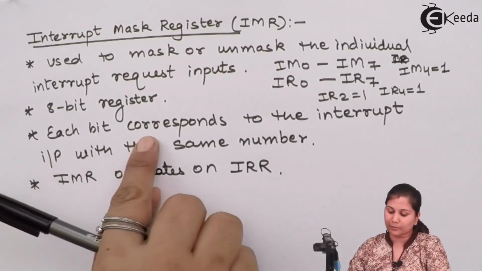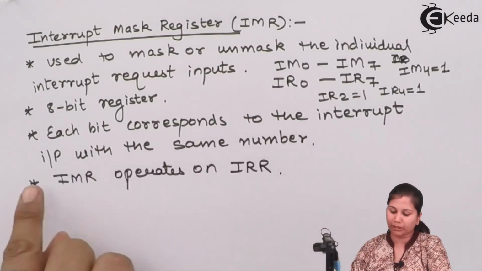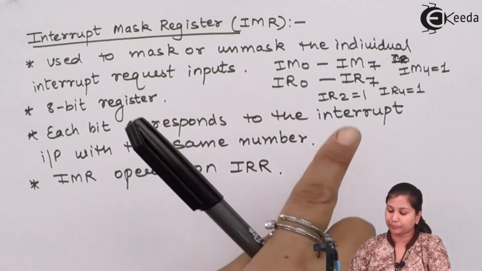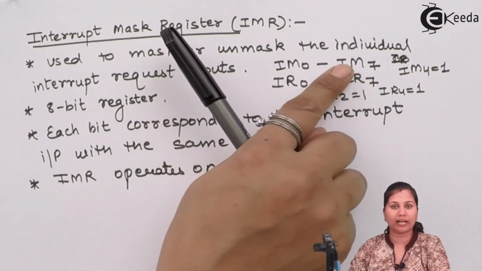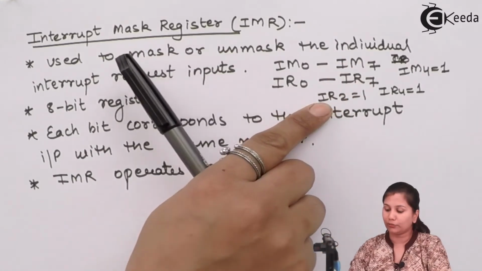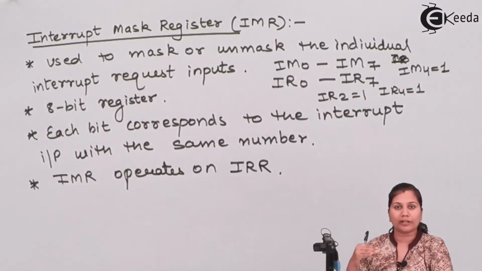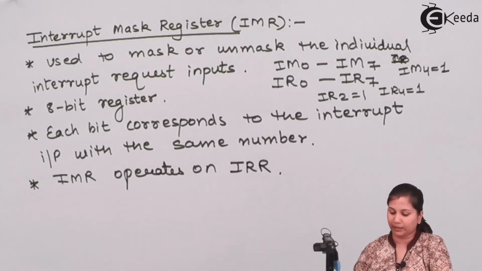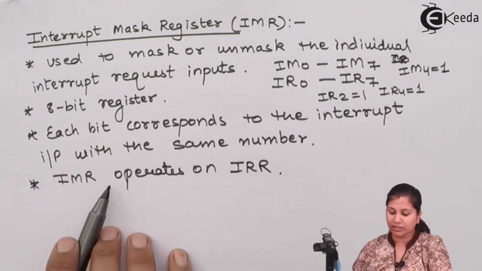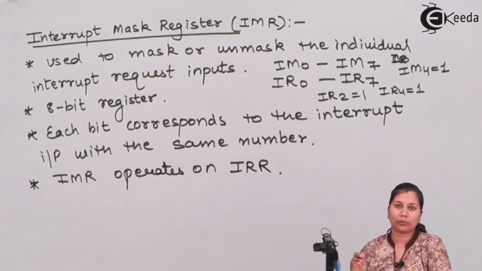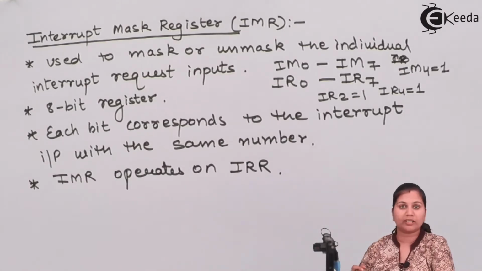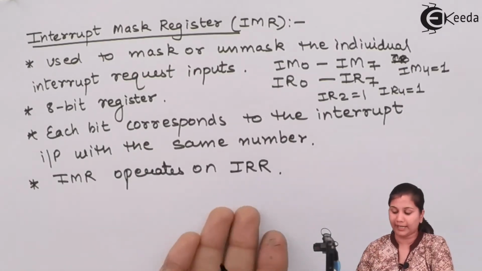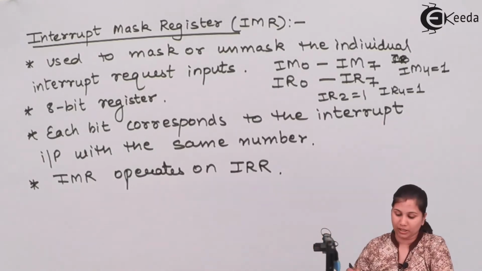So each bit corresponds to the interrupt input with the same number. For IR0, we will have IM0. For IR7, we will have IM7. For IR2, we will have IM2. So the corresponding bits with the same number represent each other. Now this interrupt mask register operates on the interrupt request register. So this IMR is going to give its output to the IRR.